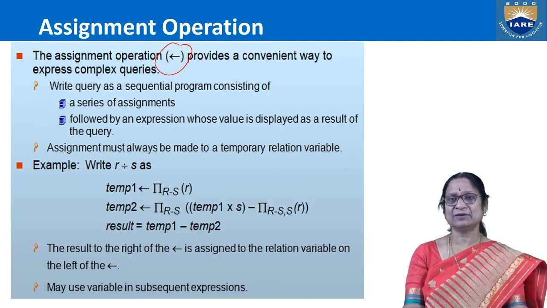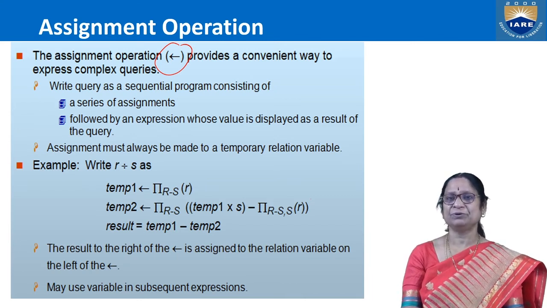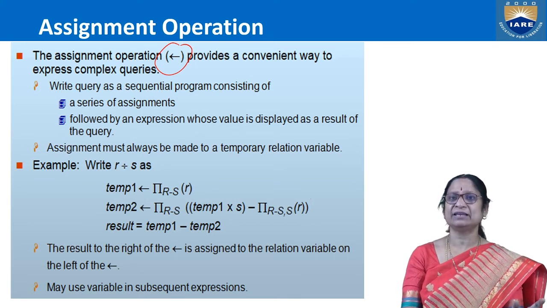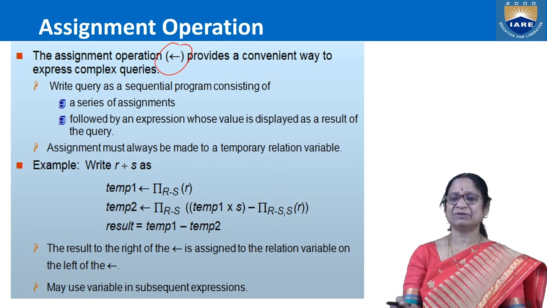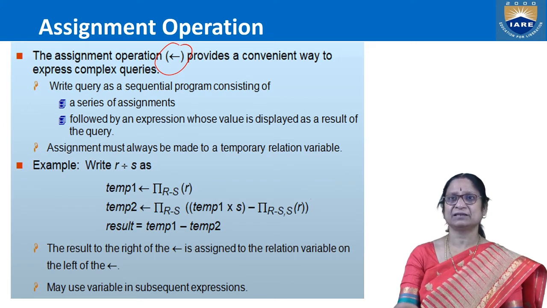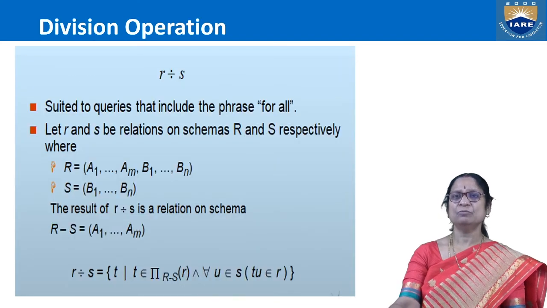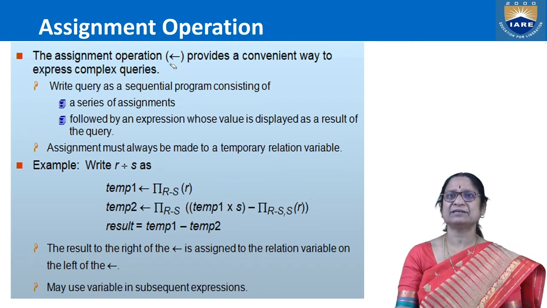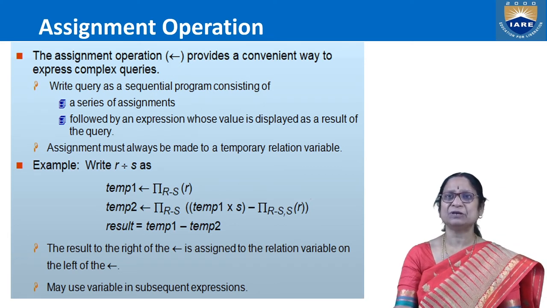That means the result of the right hand side will be computed, and that will be assigned to the relation variable name which is given on the left hand side of the reverse arrow mark. And this variable can be used in our subsequent expressions. As long as that variable is not used by some other expression, the data will be there in that particular relation. Most of the time, these assignment operations are used to represent our complex queries as simple queries.